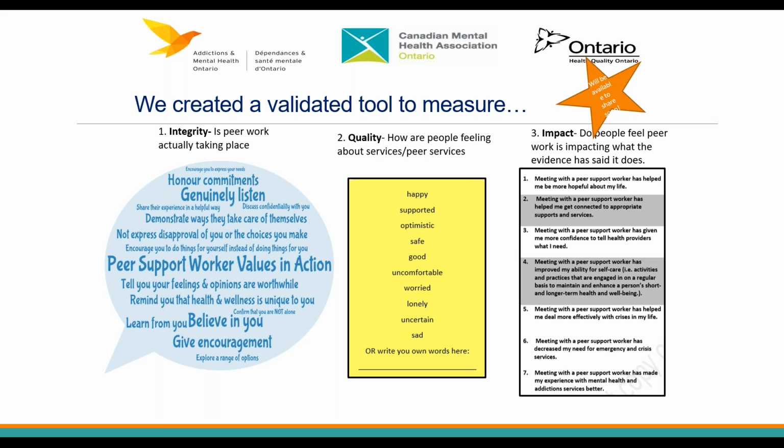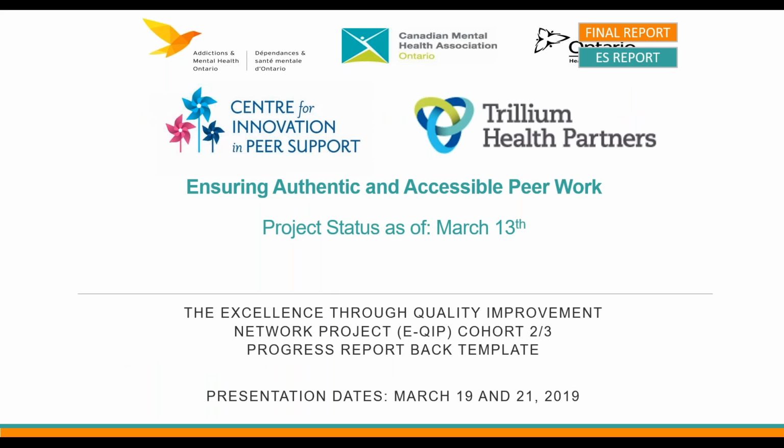And the final portion was the impact. So if people were receiving authentic peer work with its integrity, they were feeling good about the services, which is what we were finding. Was it actually creating some personal impacts and also system level impacts? And so this was the tool we'll use, and I'm going to talk more about it when we actually talk about how we used it in E-QIP 2.0. So we could probably go to the next slide.